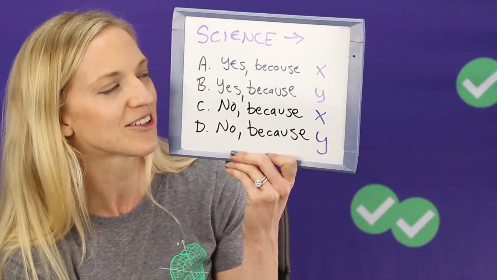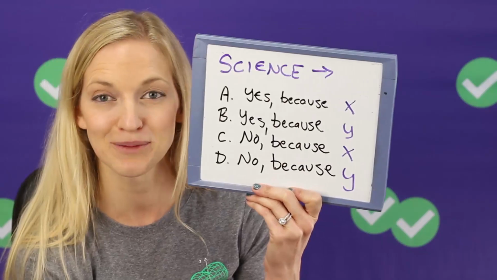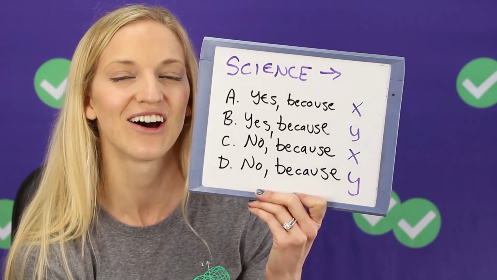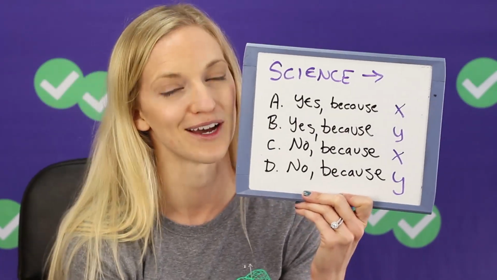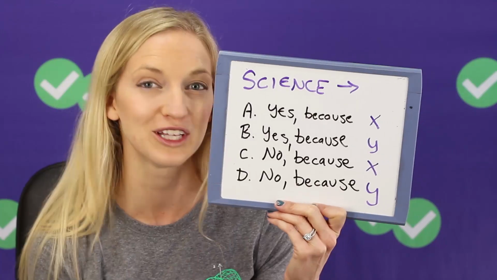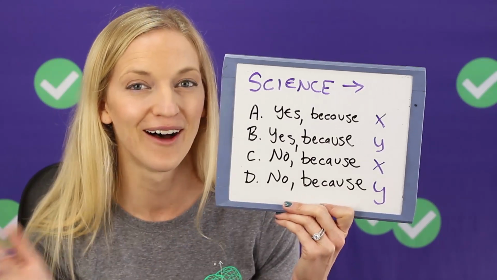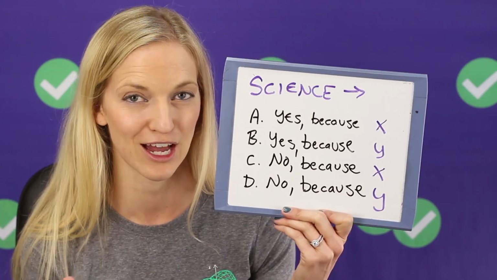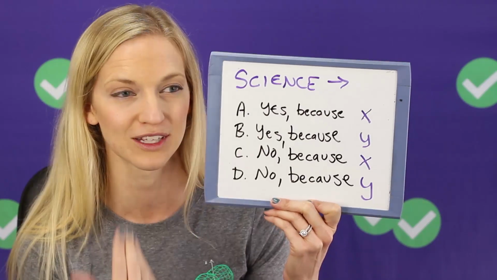Finally, let's talk about the science section. There is a really nasty little question type that appears in the ACT science section, and I call these questions the yes, no, because questions. We actually have a whole video just about these questions on Magoosh ACT YouTube, so you should check that out for more detail. I'm just going to go through it briefly here.